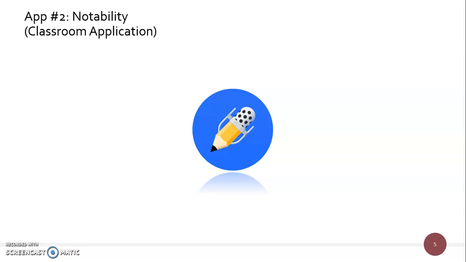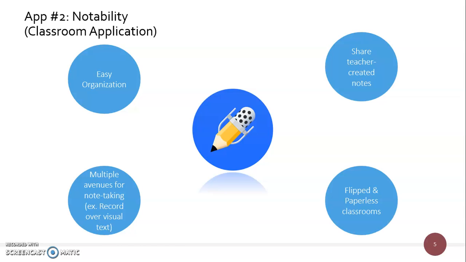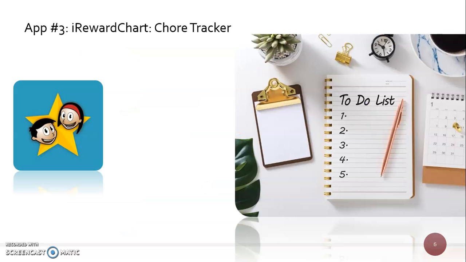So Notability in the classroom, it's super organized. You can put all kinds of subjects, and then you can have subjects underneath the subjects, very organized, very easy to work with. There is also, as I said, the multiple avenues for note-taking, so it's really beneficial to a variety of learners. Teachers can share their own created notes, and I saw that this has been used in classrooms that are wanting to lean towards flipped and paperless.